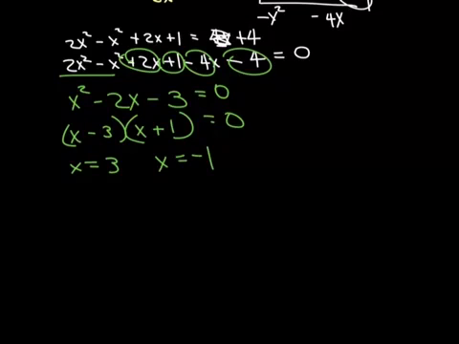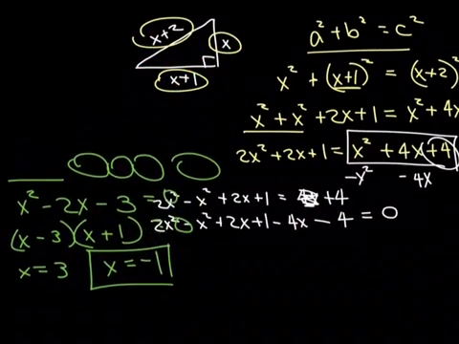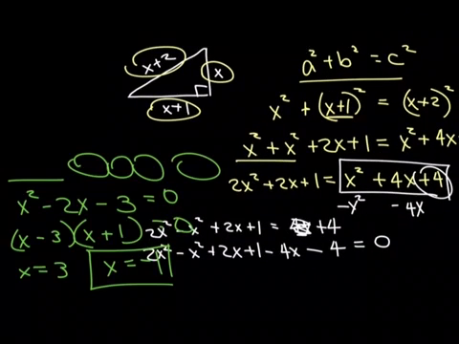And if you remember, a length cannot be negative. Because remember, let's go back to our triangle up here. Get some of this out of the way. One side of our triangle was x.